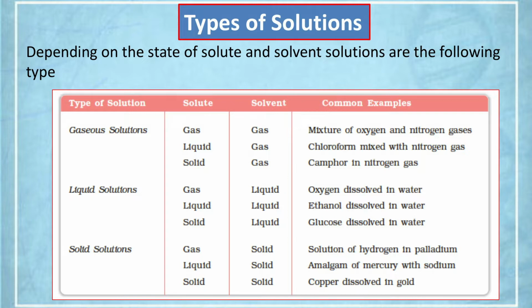Gaseous solutions, in which gas is the solvent and the solute is also gas, that is a mixture of oxygen and nitrogen. Similarly, liquid solute in gas solvent, one example is chloroform mixed with nitrogen gas. Solid solute in gaseous solution is camphor in nitrogen. Camphor is a solid state substance.